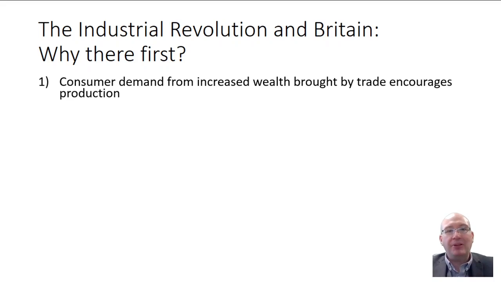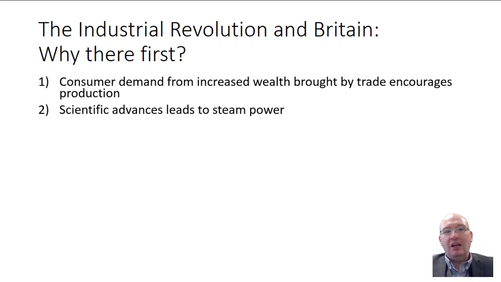As people become wealthier through trade, they have money, they'd like to buy something with that money. Whenever someone has money they want to spend, someone will figure out something for them to spend it on. And that's going to encourage production. The scientific revolution and scientific advances will then help lead to steam power. Right? So you've got more and more people who want more and more stuff, and now we have machines that can make them more stuff.